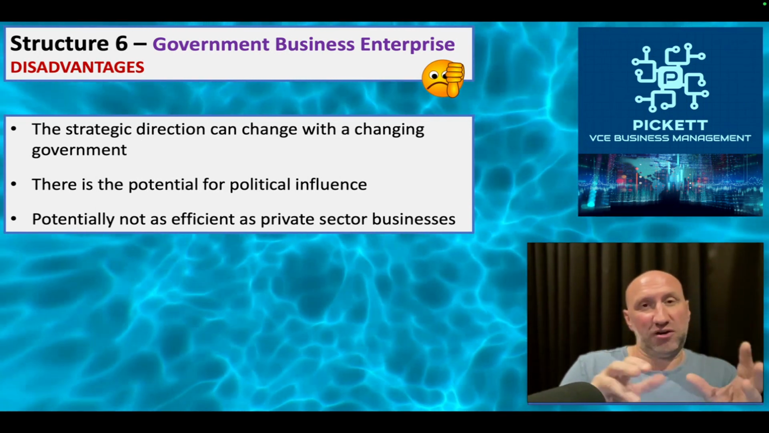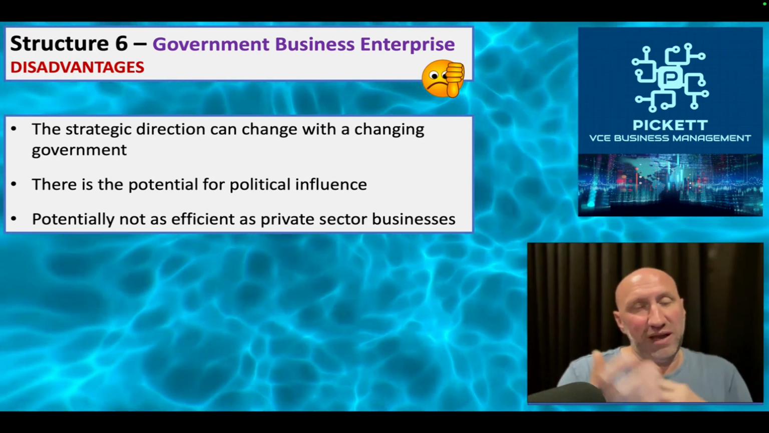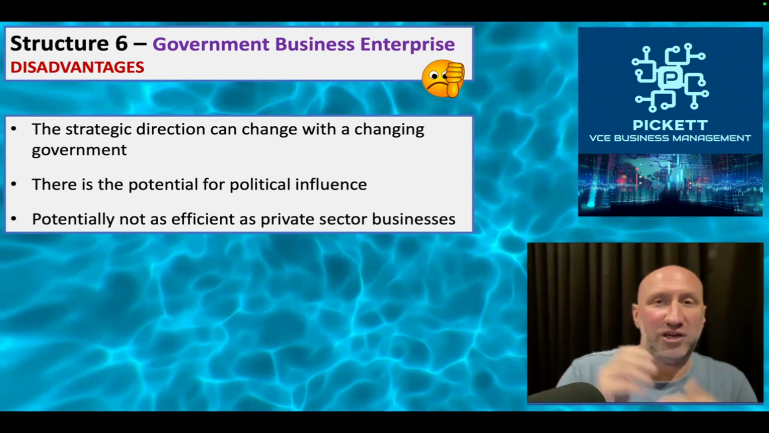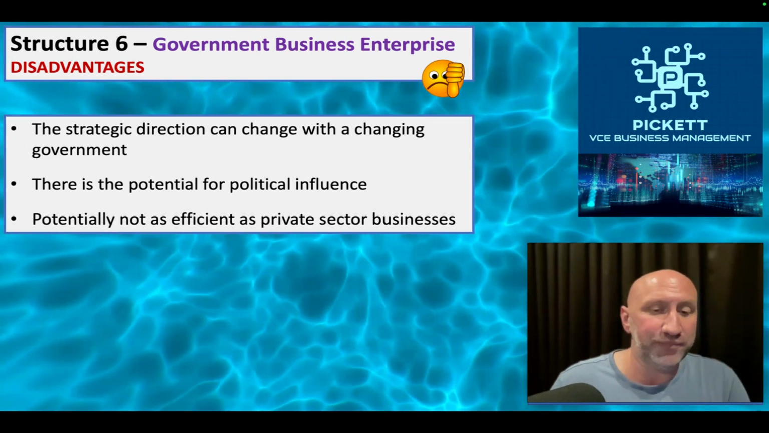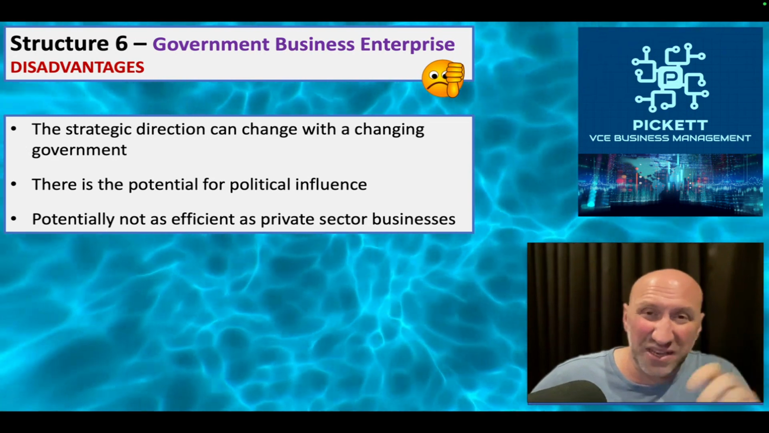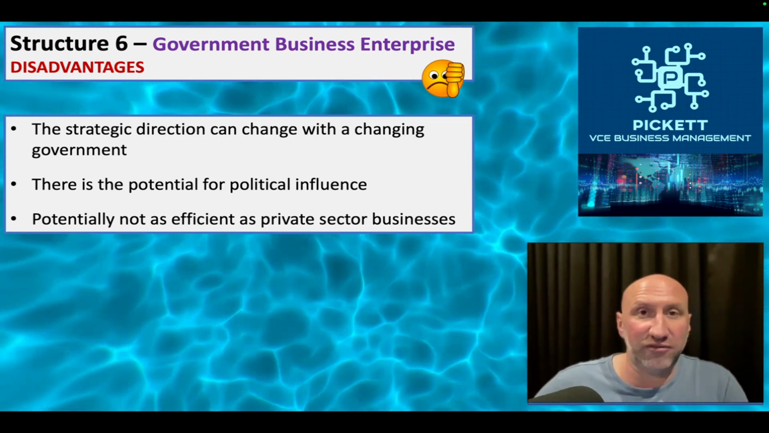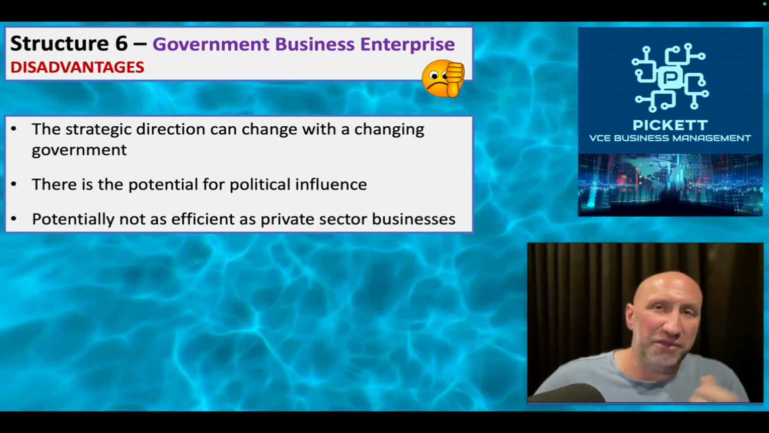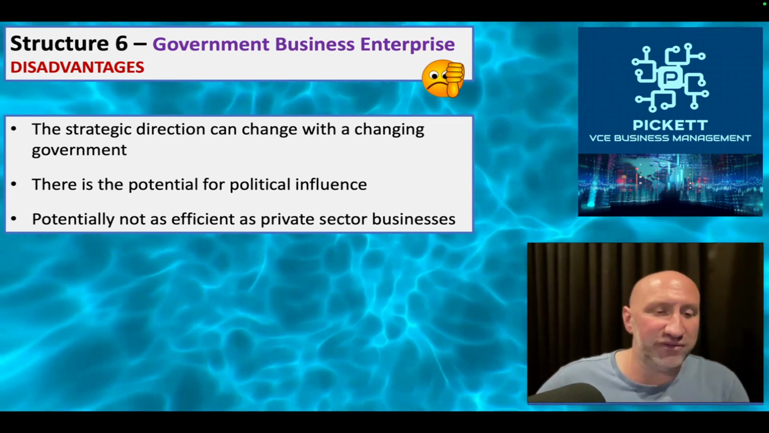You might spend 4 years with certain objectives, and then the government changes over, and suddenly you've got different objectives, and it can flip around. So that can be quite frustrating. Linked into that, I guess, is the potential for political influence because it's government owned. And that's not necessarily a good thing, having government influence in the operation of a business.